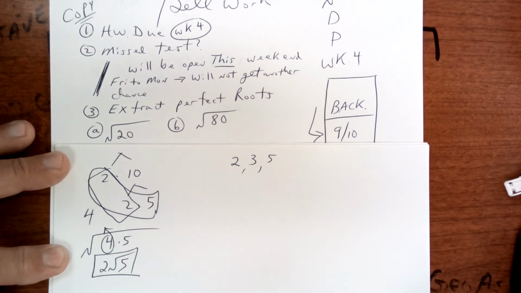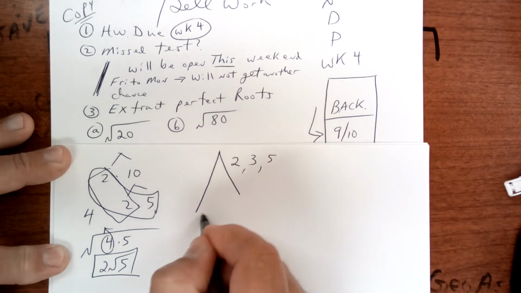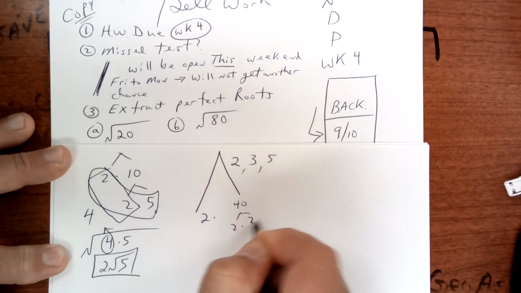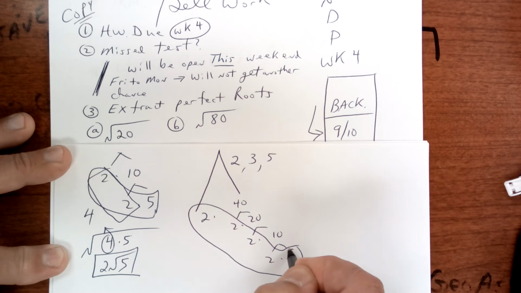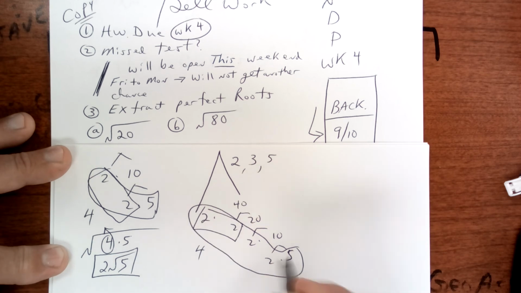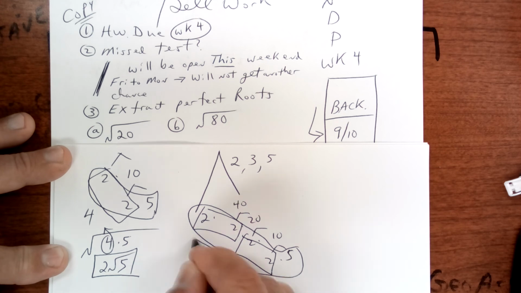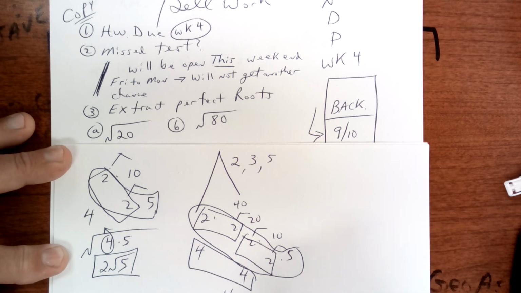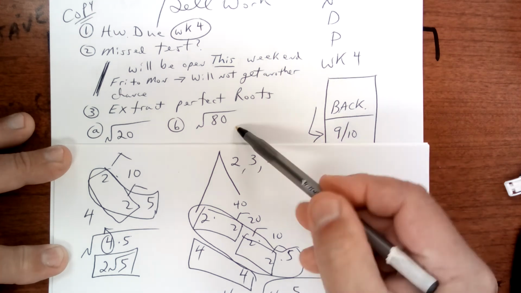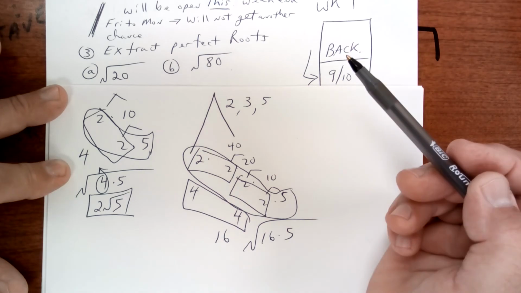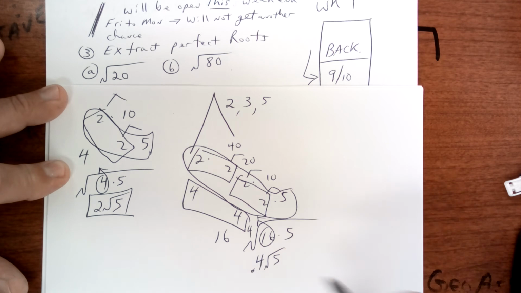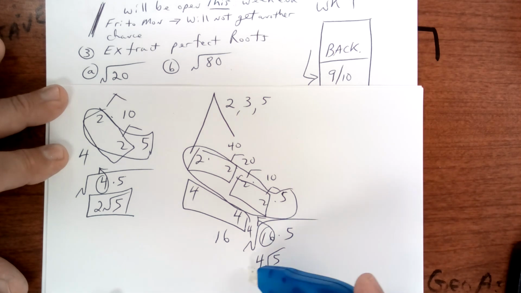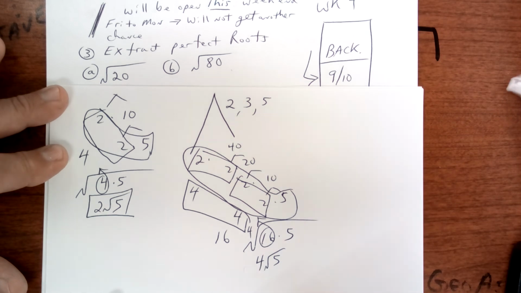This one right here, 80, is going to be 2 times 40, 2 times 20, 10, and 5. Circle that. You have 2 2's, that's 4. You have another 2 2's, that's another 4. And then you can put the 4's together and get 16. So it's going to be 16 times 5 is 80. And then the square root of 16 is 4. So it's going to be 4 square root of 5. Make sure you understand that. All right, so let's go on. That's called extracting perfect roots.